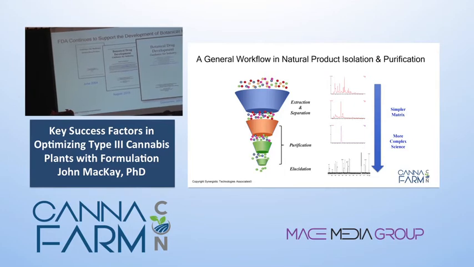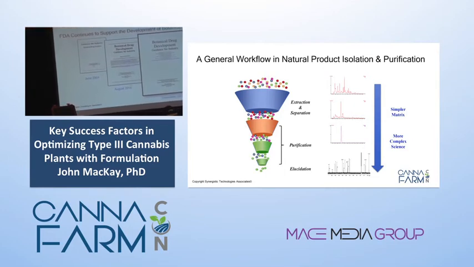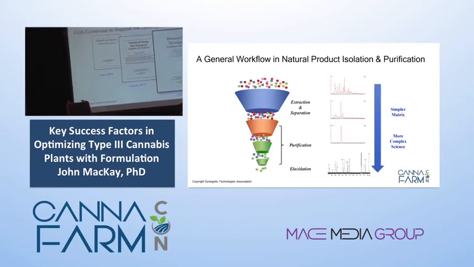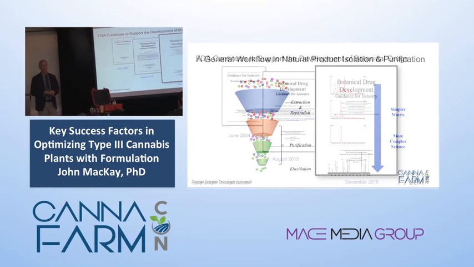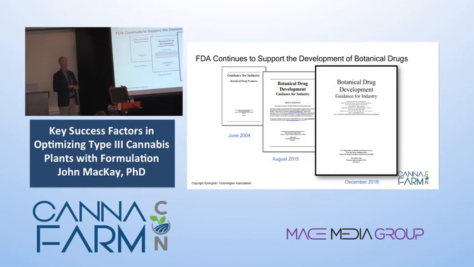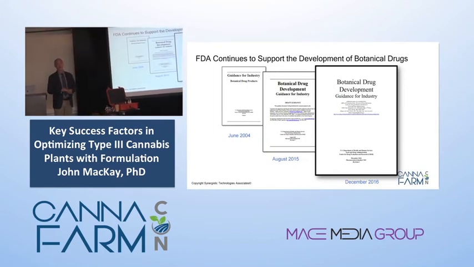When you're asking yourself, as a grower, what the U.S. government will come in with, this is the paper to get: Botanical Drug Development Guidance for Industry, December 2016. You can get it up on the FDA site. That's a good one to take a picture of, because that is what they're going to do.